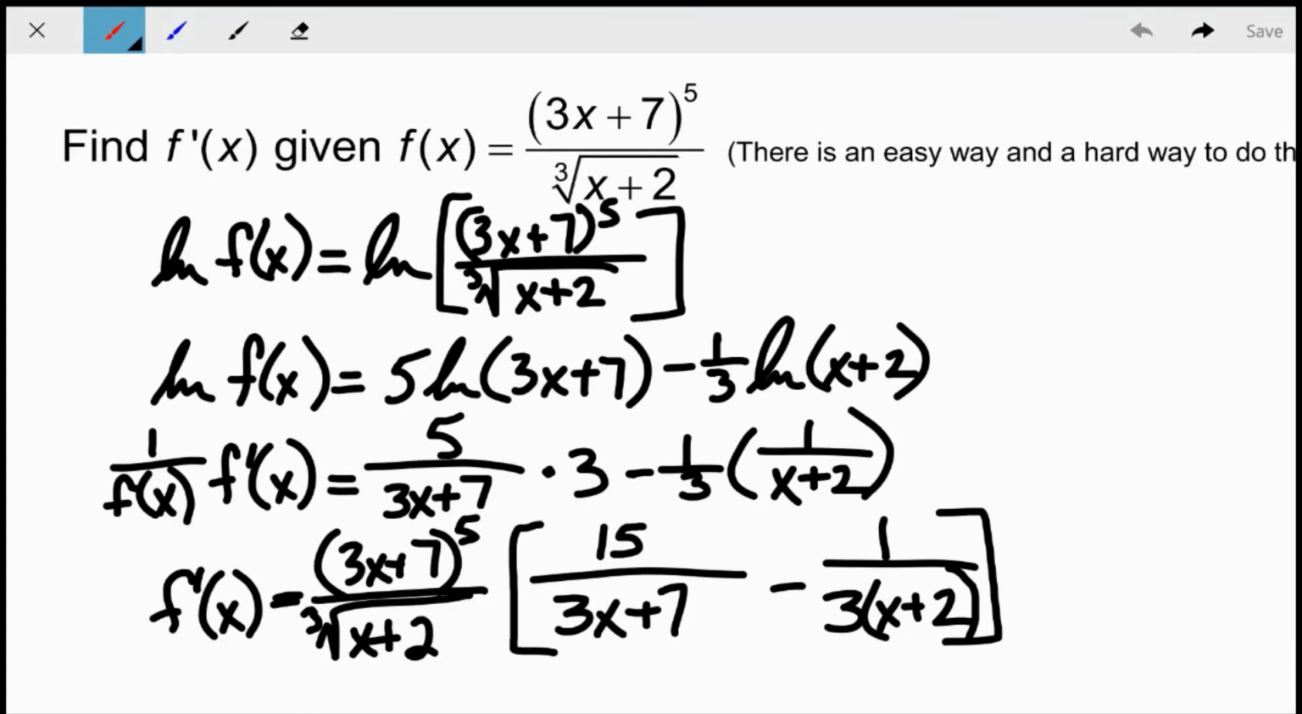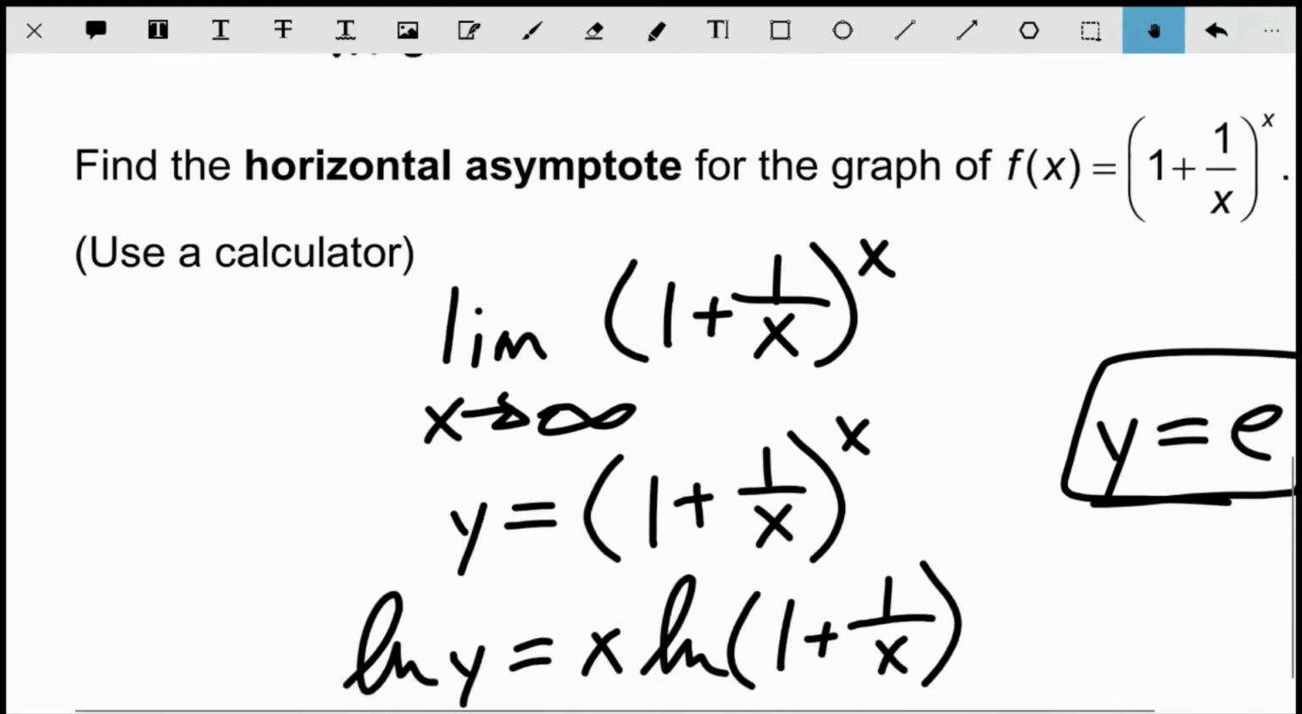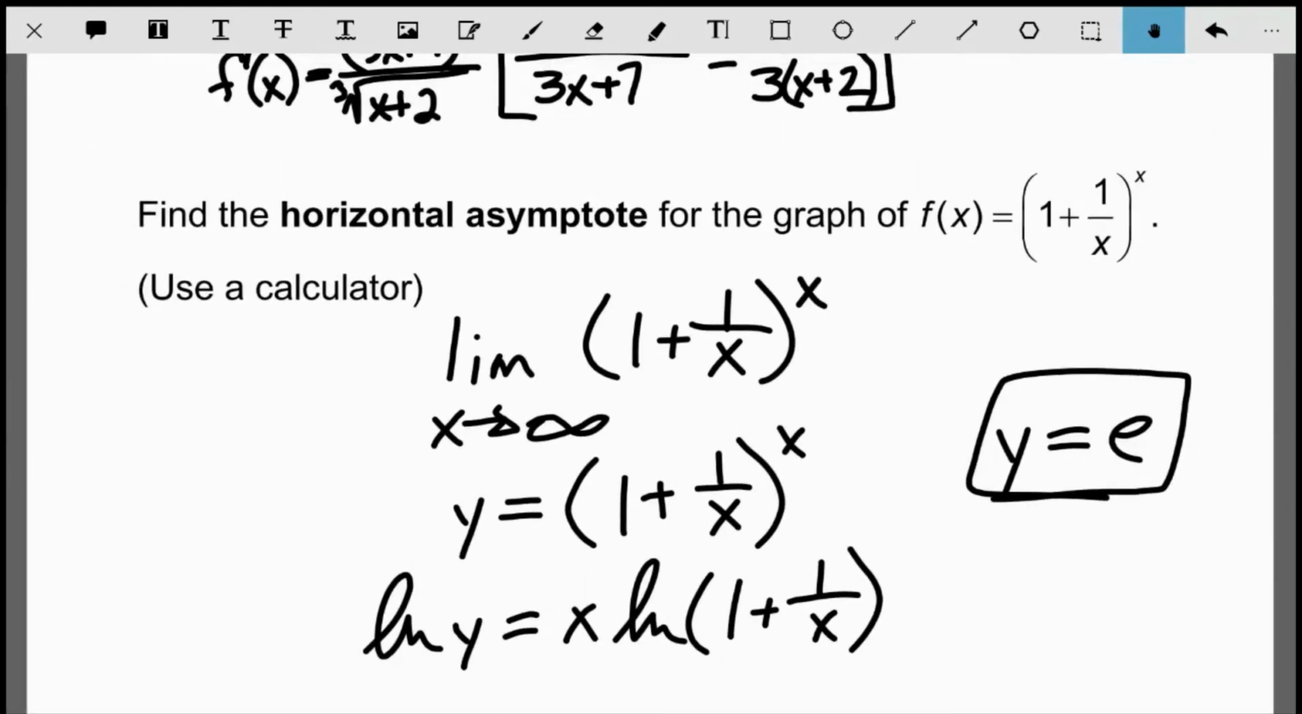Okay, so there's also some stuff in this section that I don't want to spend a lot of time on, but it's the whole idea that if we were to look at 1 plus 1 over x to the x power, we took the limit as x approaches infinity, we would get the natural base e. So the limit of that as x approaches infinity is actually equal to e. And that's something that you probably saw in pre-calc.